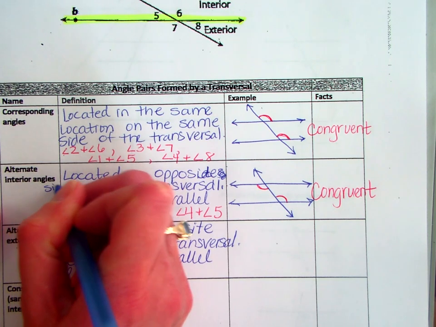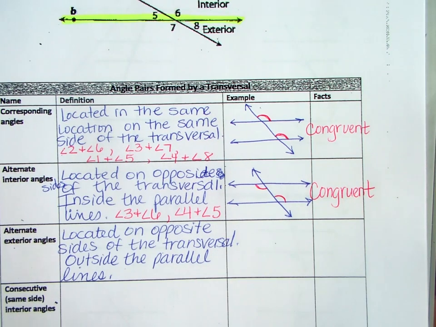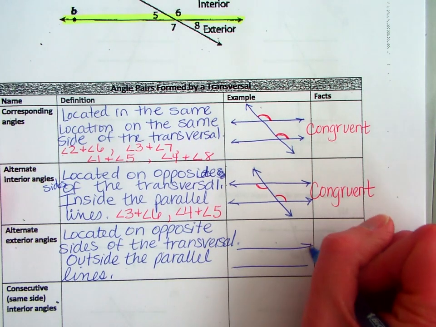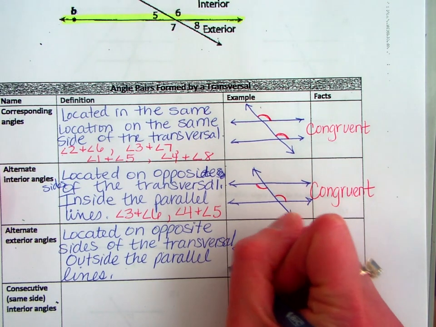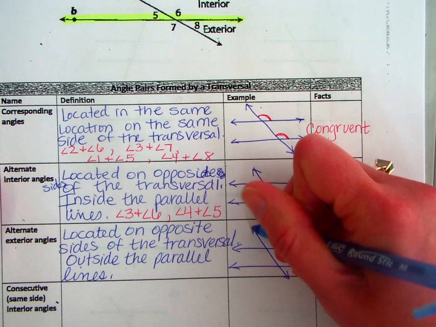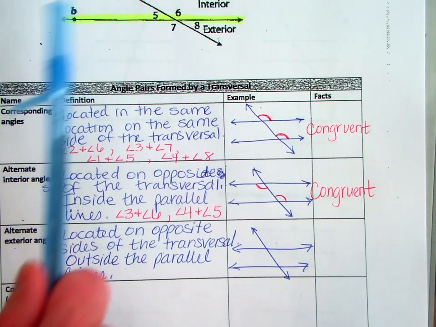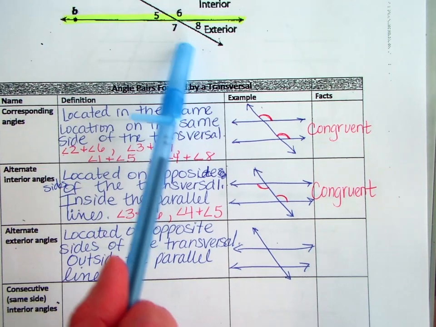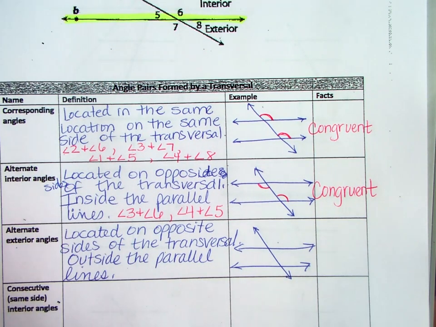All right, so draw your example again, and then we'll highlight. Angelina had mentioned 1, 2, and 7. So those fell on the exterior, and they are alternate exterior. So that would be 2 and 7 right there.